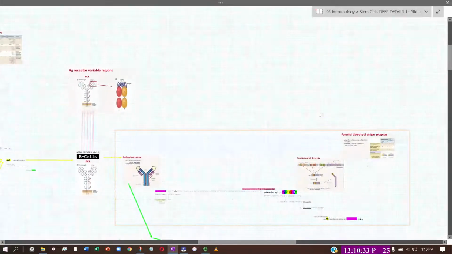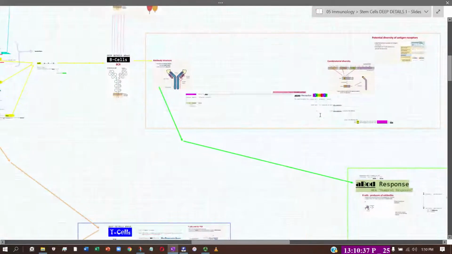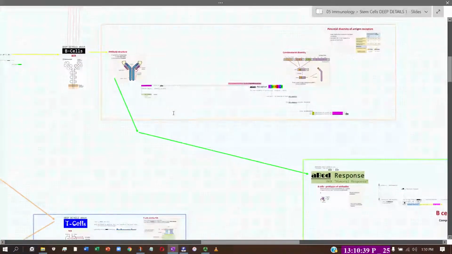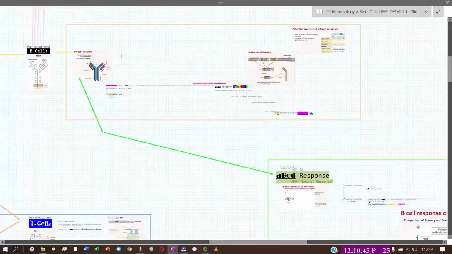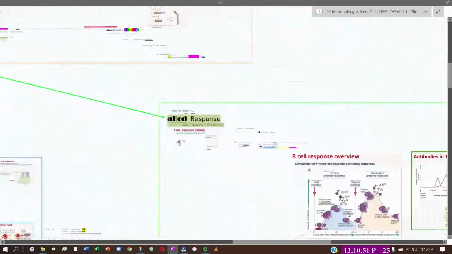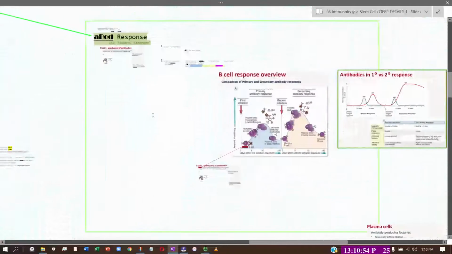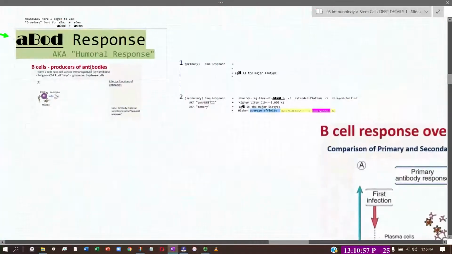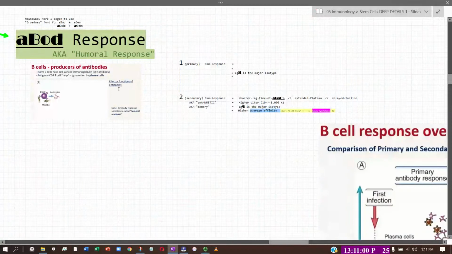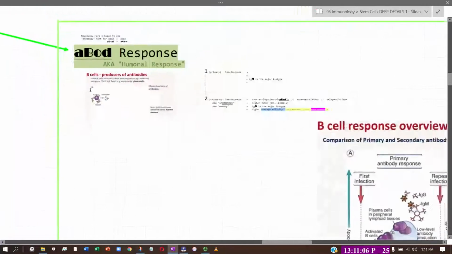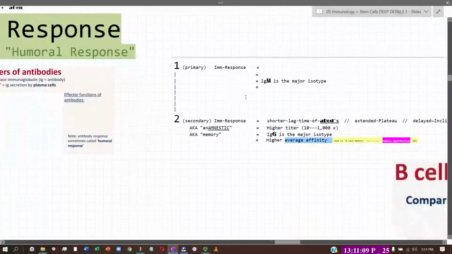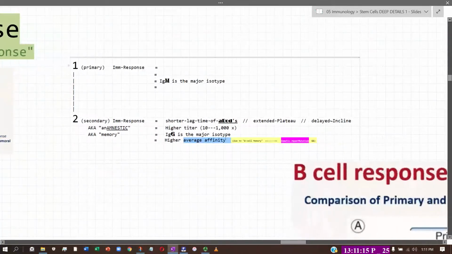So that's it for that. Then finally, we've covered enough information about the attributes or characteristics of antibodies. Now is when we get into the antibody response, which is pretty complex from the look of it. So here you have a reminder that B cells are the producers of antibodies, okay? And there's two types of responses. You have primary and secondary. The secondary is just more enhanced.